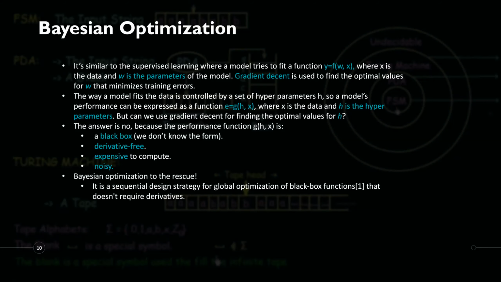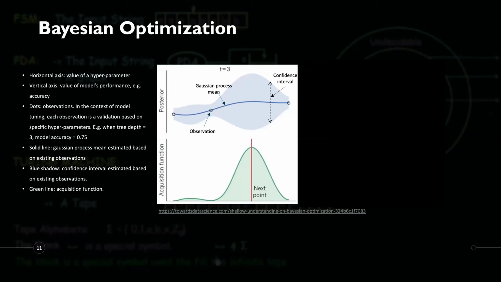Okay, so this is when Bayesian optimization comes to the rescue. Basically, it is a sequential design strategy for global optimization of black box functions that doesn't require derivatives. So we'll take a closer look at the algorithm and try to find out what it actually does. I would like to invite you to take a look at the diagram.